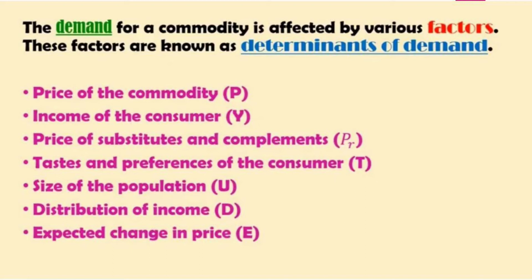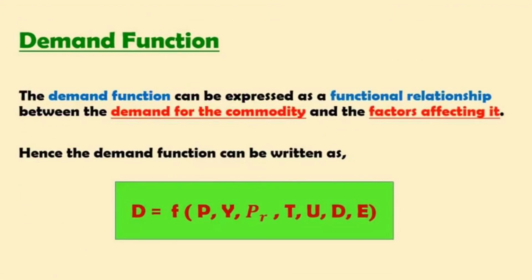So the size of the population, distribution of income, expected change in price. This can be written in a formula. The first 4 only we are going to be taking. The remaining 3 are not going to be essential. When you write the formula, you can write it in such a way that it is only the 3. So, the demand function. The demand function can be expressed as a functional relationship between the demand for the commodity and the factors affecting it.